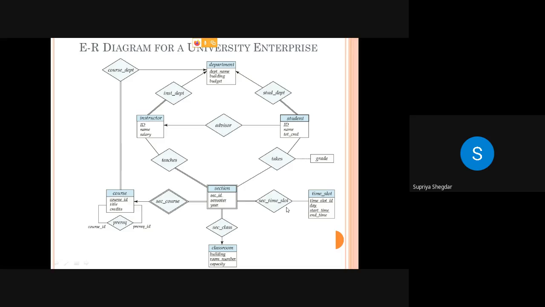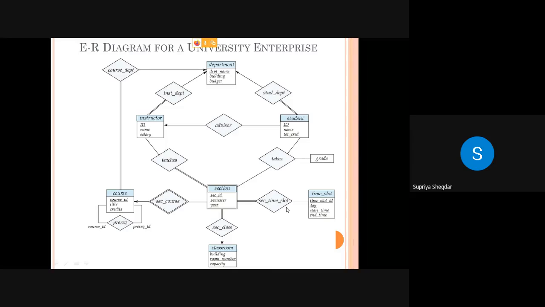So if we have to draw the ER diagram for any application, then we have to include all the notations of the ER diagram. Means the entity sets are required, relationships are required, then mapping cardinality we have to include, attributes we have to include, and the total and partial participation, means participation also we have to include in our ER diagram. Okay, so it is the example of the university enterprise.